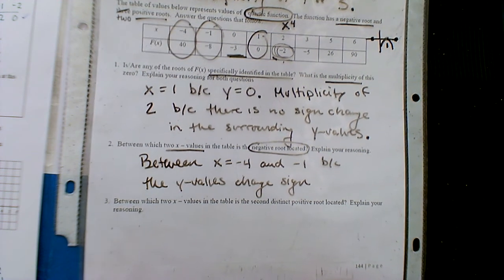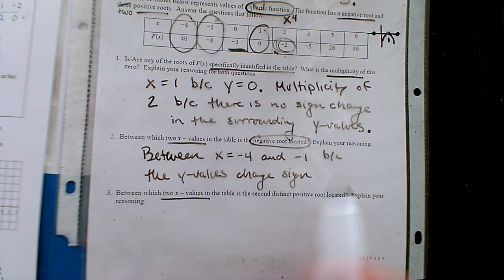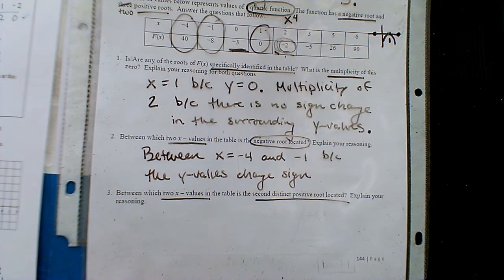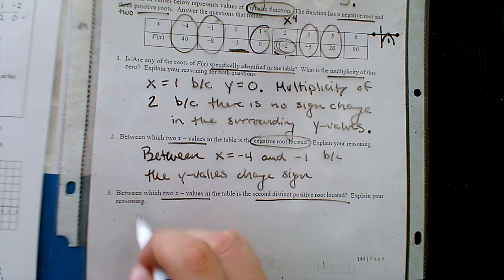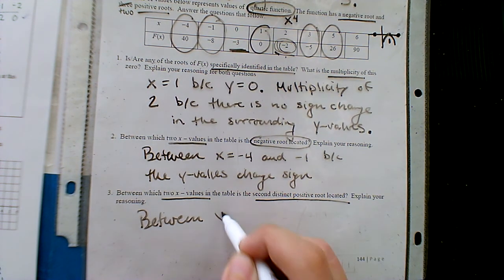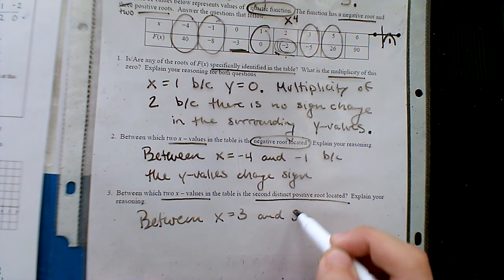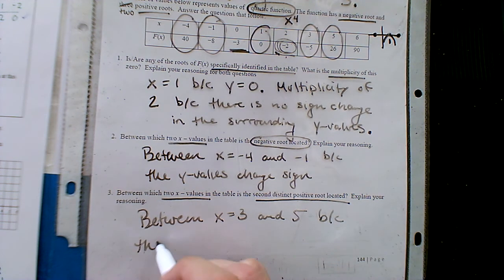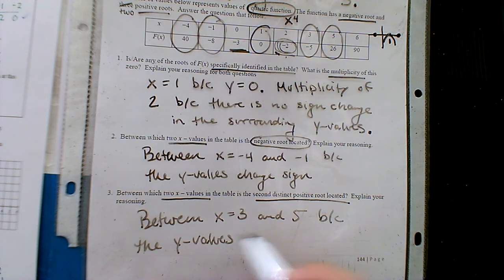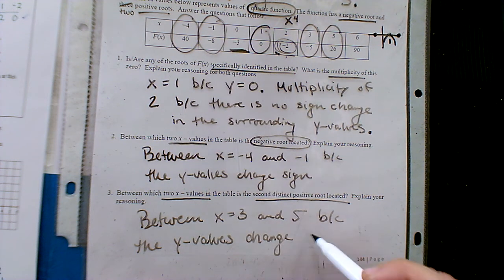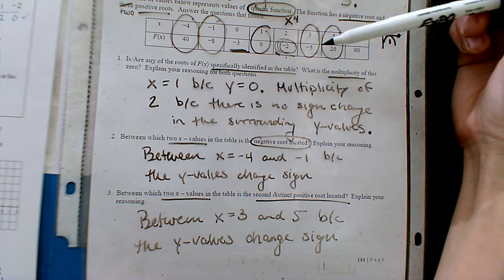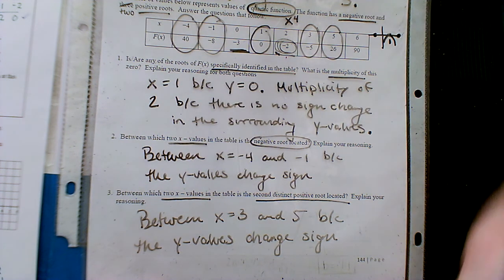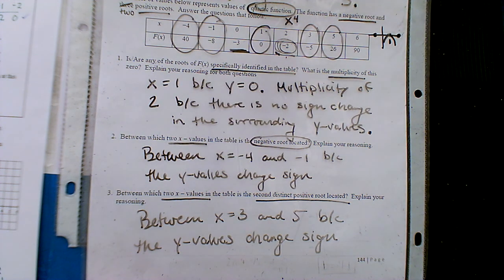Can we use some similar logic for 3, between which two x values is the other positive root located? Emma? 3 and 5. Between 3 and 5. All right. Between x equals 3 and 5, because the y values change sign. We go from negative to positive. We doing okay? Yeah? Okay.